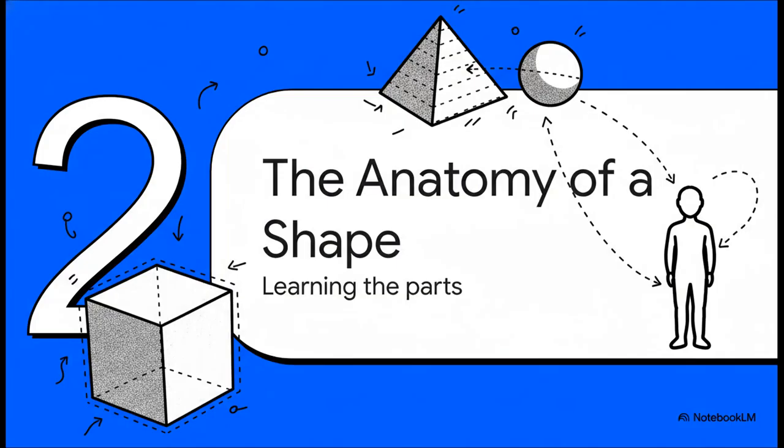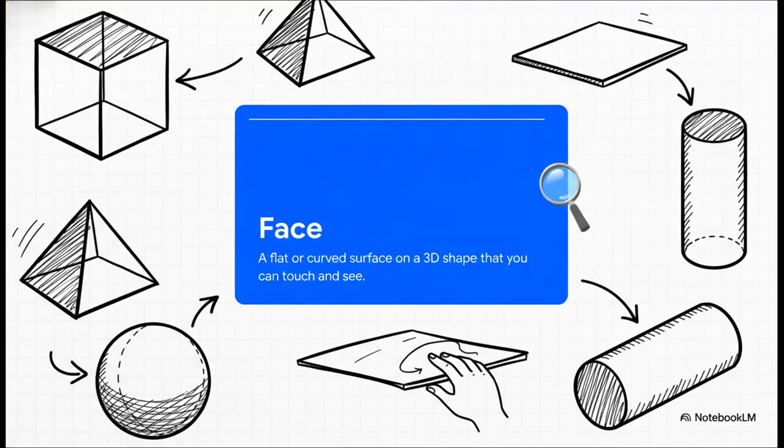Okay, next section, the anatomy of a shape. Think about it. To really understand something, you need to know its different parts. Well, 3D shapes are no different. Every single one has a basic anatomy. And lucky for us, the vocabulary is surprisingly simple. First up, we've got the face. A face is just any individual surface on an object. It can be flat, it can be curved. Think of it as the shape's skin.